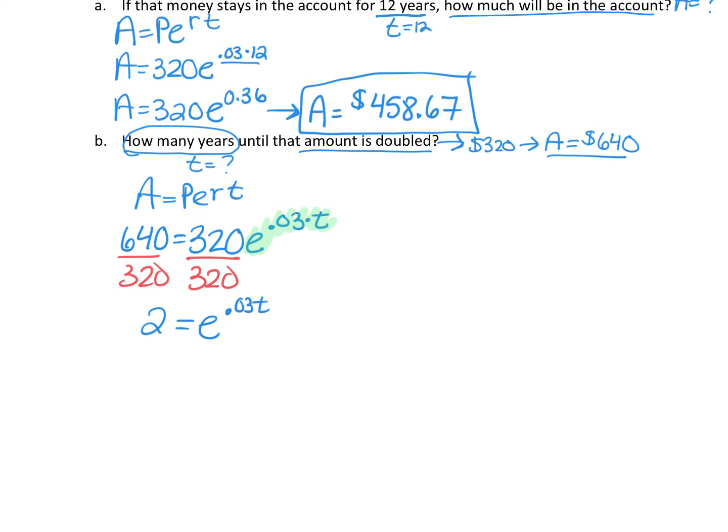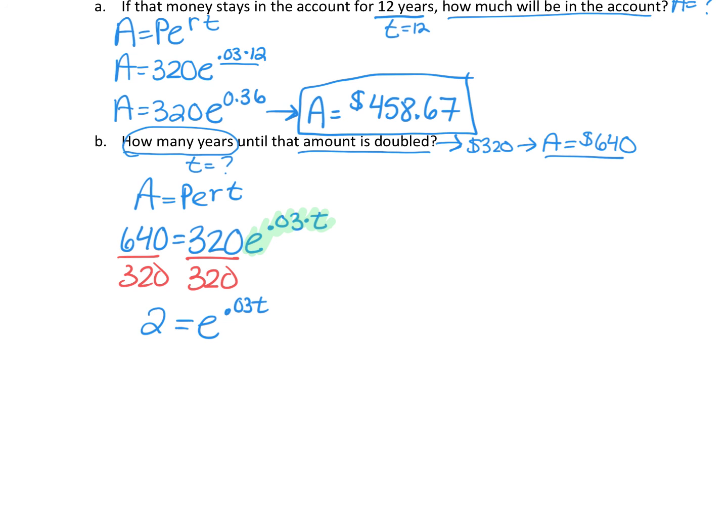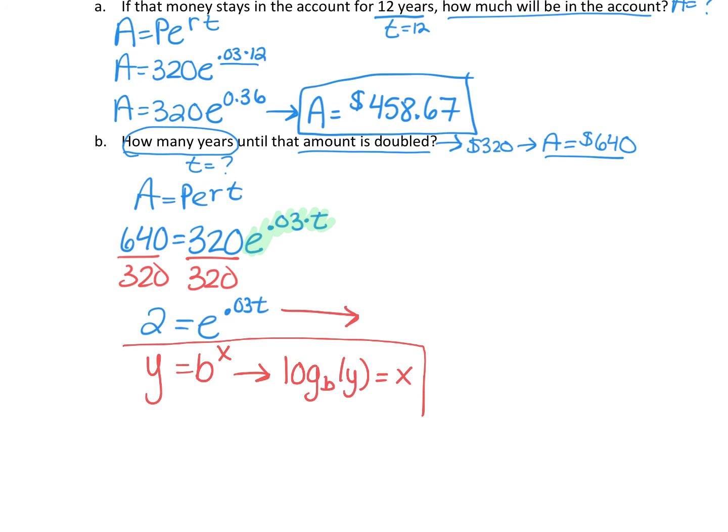Now again, we're going to change this into logarithmic form. So y equals b to the x is the exponential form that it's currently in. And I want to change it into log base b of y equals x. So what is that going to look like? We're going to have log base e of 2 equals 0.03t. Now, log base e, we talked about this on the front page. Log base e is the same as ln.